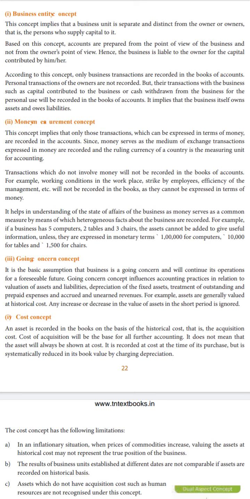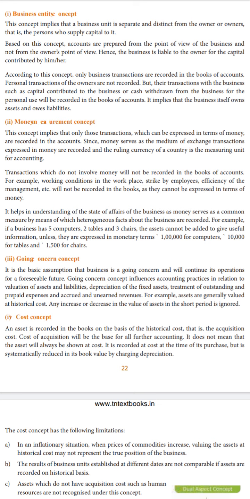The next one is the cost concept. Again, as we said, transactions and accounts are recorded at historical cost. Any small increase or decrease will not be shown in the accounting statements. Whatever cost we purchased the asset at, the same value will be recorded in the accounting statements. That's why it is called the cost concept. There are certain limitations to it. One is that whether the price of the asset increases or decreases, the change is not shown anywhere in the accounting statements. That itself is the biggest disadvantage.